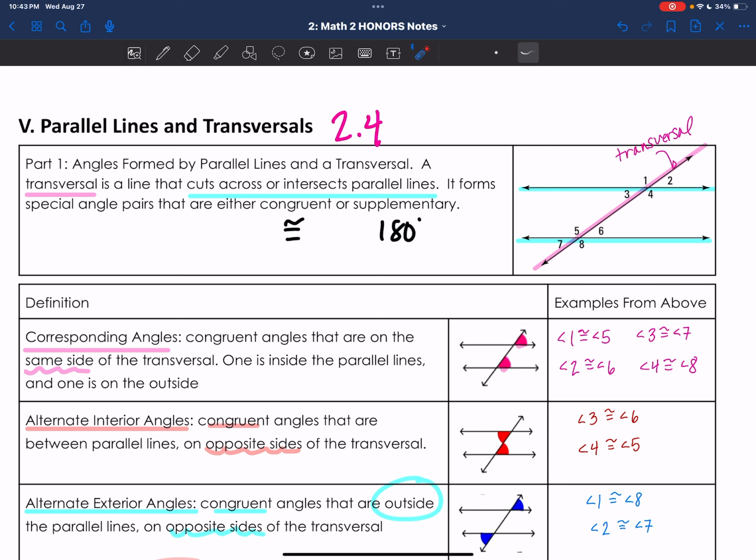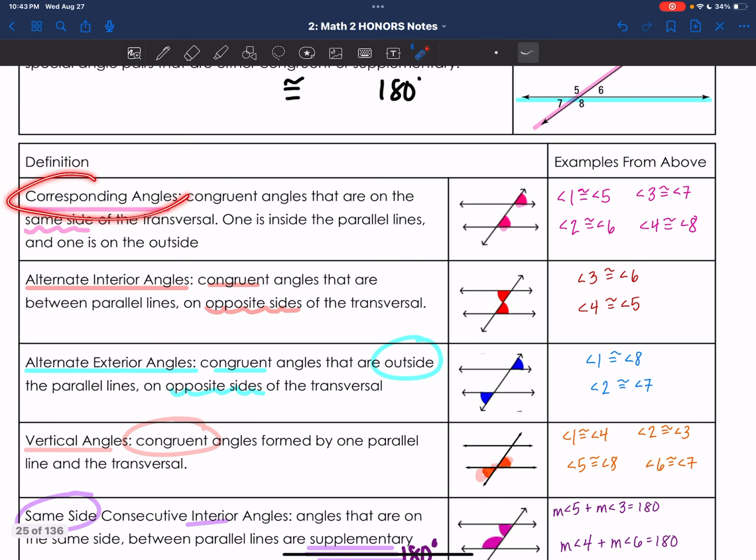Some of the vocab you need to know. Corresponding angles. Corresponding means same side of the transversal, and one's on the inside, one's on the outside. Here's how I remember it: same side, different line. These are both on the right of the transversal, and they're both on top of the respective line. These are also corresponding, these are corresponding, and these are corresponding. Same spot, different line. If you were to take an escalator and slide your line down the transversal, this will land directly on top of that.